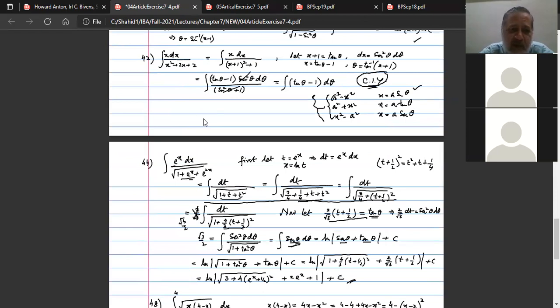of this type where we don't seem to have the standard form. What are our standard forms? Our standard forms are a square minus x square, a square plus x square, and x square minus constant square. There is something more involved here.